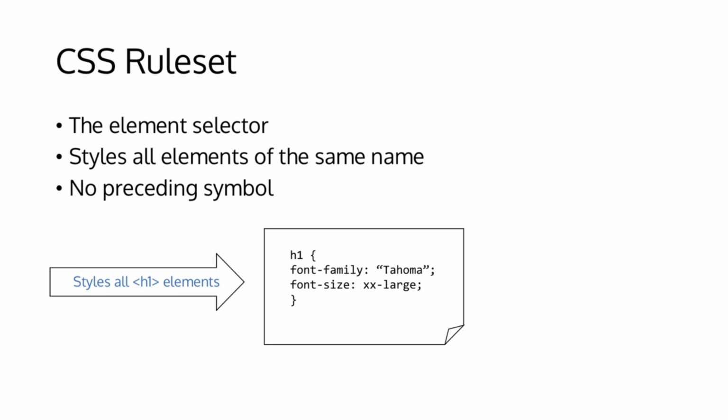The element selector styles all elements of the same name. So for example, if you wanted to style all H1 elements, you wouldn't need a period or a hashtag sign. You would simply put H1 and then the curly braces. Likewise, if you wanted to style all P paragraph elements or anything else, you call it by its HTML element name, and you don't need a preceding symbol in that case.